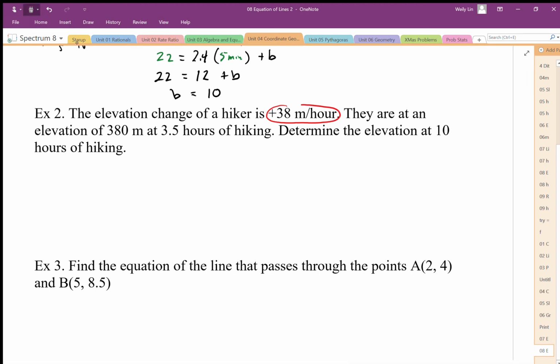So I'm just going to sketch this as a graph actually, not as a picture. So at 3.5 hours of hiking, they're at 380 meters.